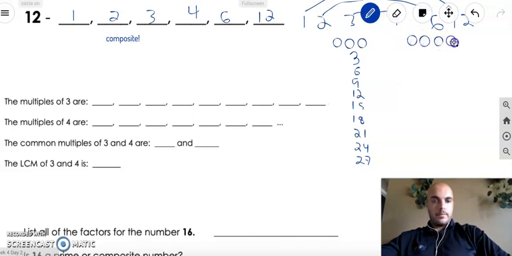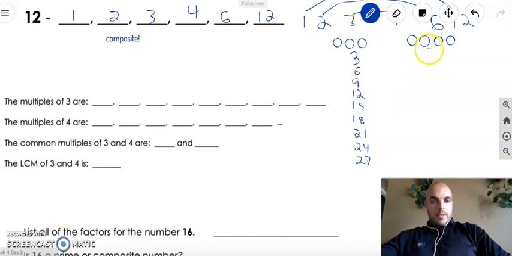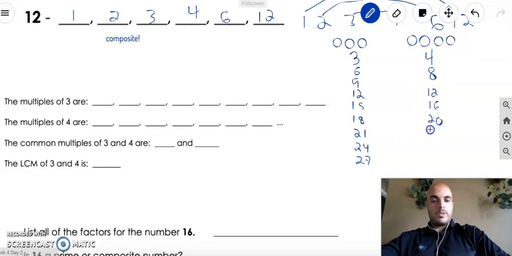Okay. So I have to do 1, 2, 3, 4, 5, 6, 7 of these. So I have 4, 8, 12, 13, 14, 15, 16, 17, 18, 19, 20, 21, 22, 23, 24, 25, 26, 27, 28.